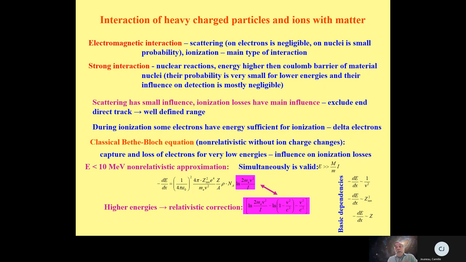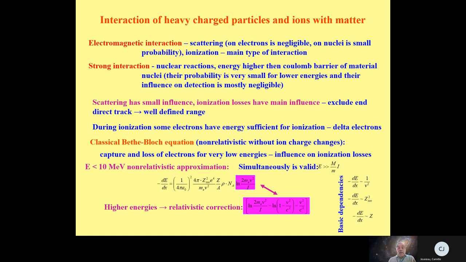If the energy is higher, it is a different situation. And we will discuss such detectors for which it is useful to use this strong interaction, these nuclear reactions, for high energy particles. This type of detector is named hadron calorimeters. We will discuss this a little later.